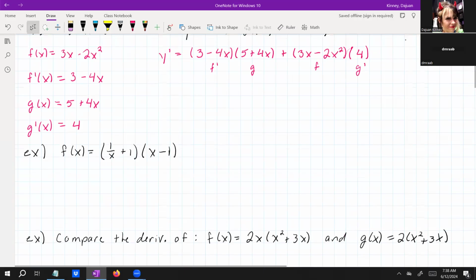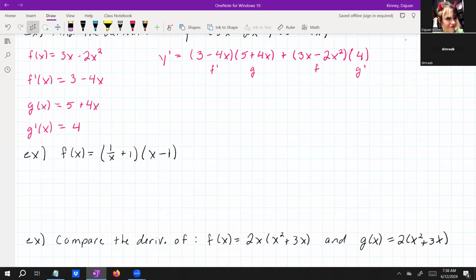Oh, I didn't give myself much space. That's okay. So this time our function's already labeled f of x. So I just think of it as first, second, first, second. And this guy, actually, you know what? Let me rewrite this. It's easier to take the derivative of 1 over x if we turn it into x to the negative 1. So I'm going to do that.